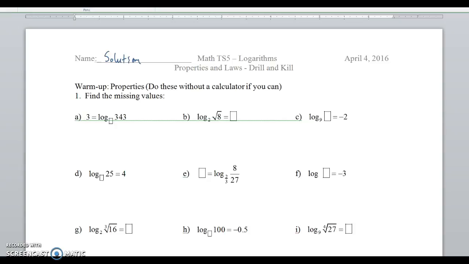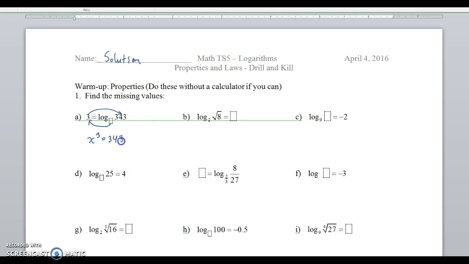So here we're going to take this review that we were working on and start going through a couple of the problems to make sure you understand some of the basics. The first setup here is the idea that you can take the log and turn it into an exponent by going up to the other side and then back. So this would be translated into x to the 3 equals 343.